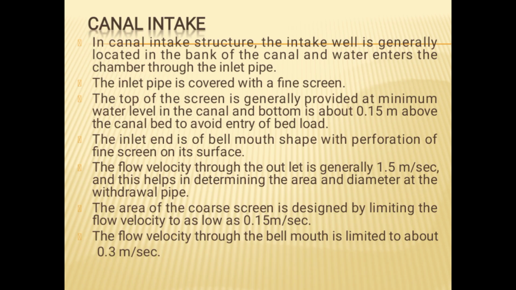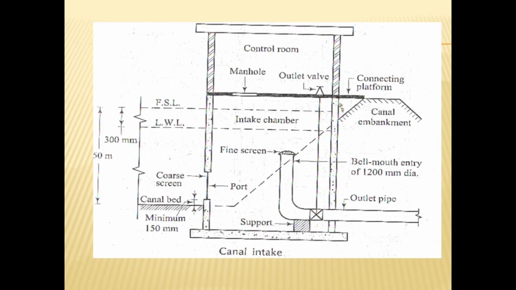In canal intake structure, the intake well is generally located in the bank of the canal and water enters the chamber through the inlet pipe. The inlet end is bell mouth shaped, with a fine screen on its surface. The flow velocity through the outlet is generally 1.5 meter per second, and this helps in determining the area and diameter of the outlet pipe. The flow velocity through the bell mouth is limited to about 0.3 meter per second.